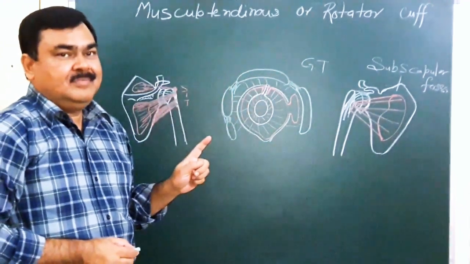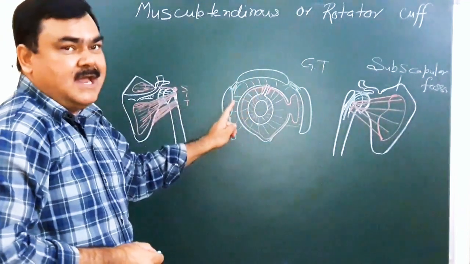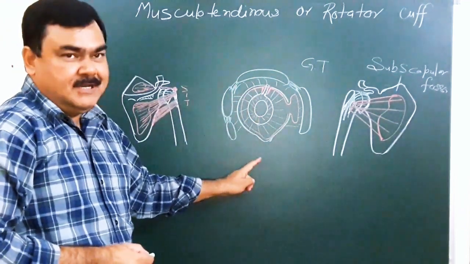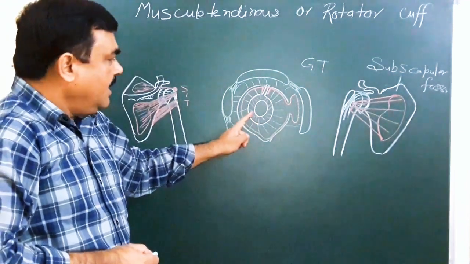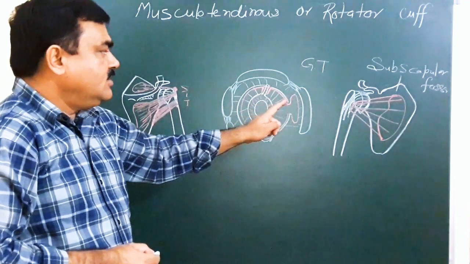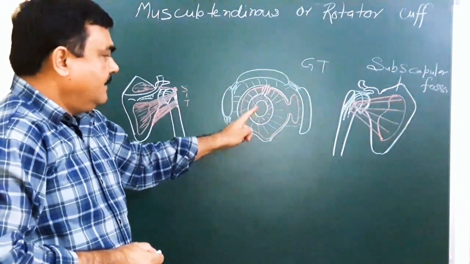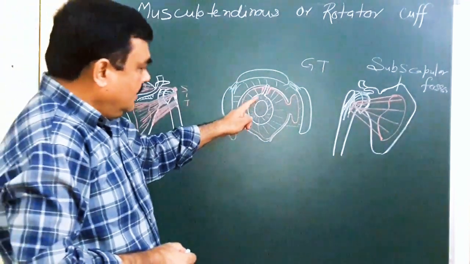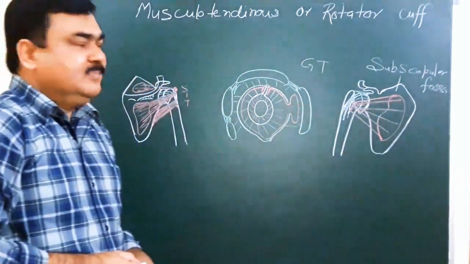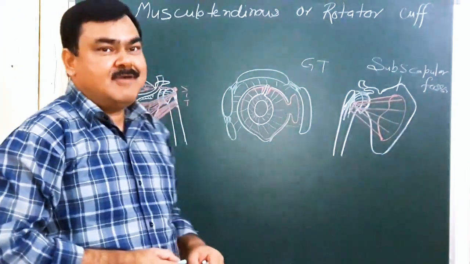In inferior aspect, there is no such type of arrangement. So inferiorly, this joint is weak. This is the reason why dislocation of shoulder joint is common toward the subglenoid, toward the inferior side of glenoid cavity. So this is all about the musculotendinous cuff or rotator cuff.